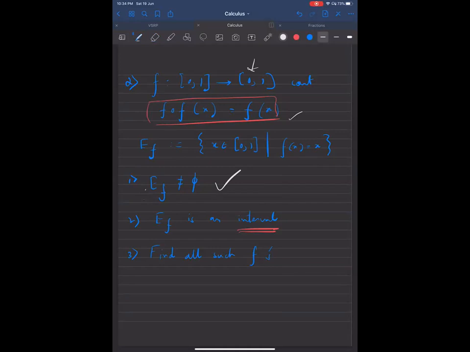So now about the second part. What can you say about the second part? E of f is actually a closed interval, more specifically. So what I claim is, firstly, that the range of f is a subset of E of f.